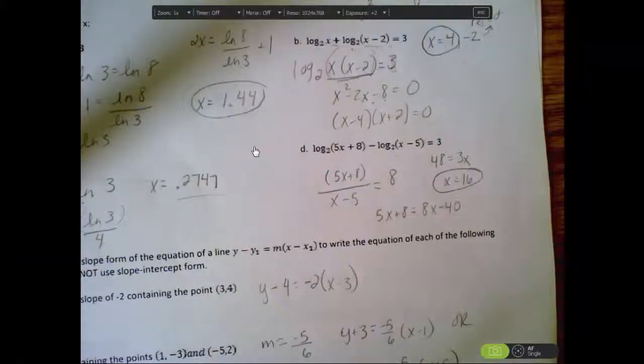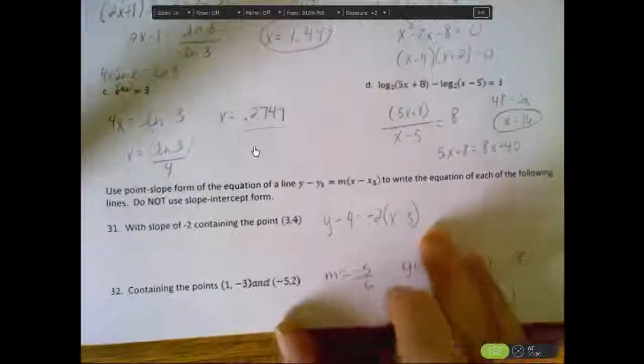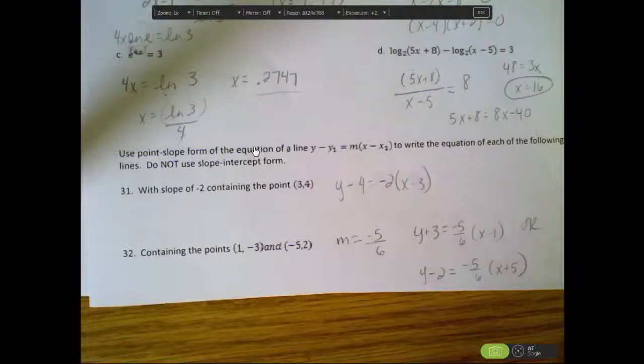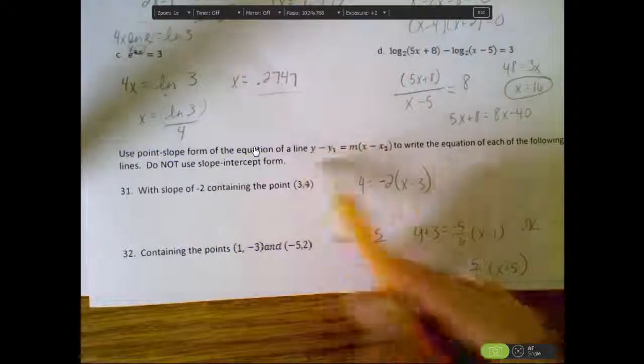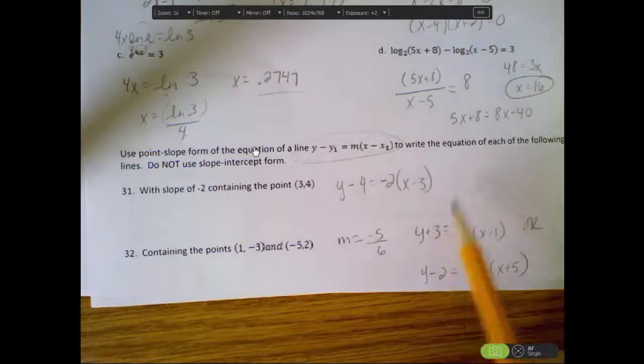This is section 6 and quite possibly the most important section for calculus. You really have to have a good concept of lines. So this is the form we're going to use the most in calculus, which is why I ask you to use it in this section, point slope form.